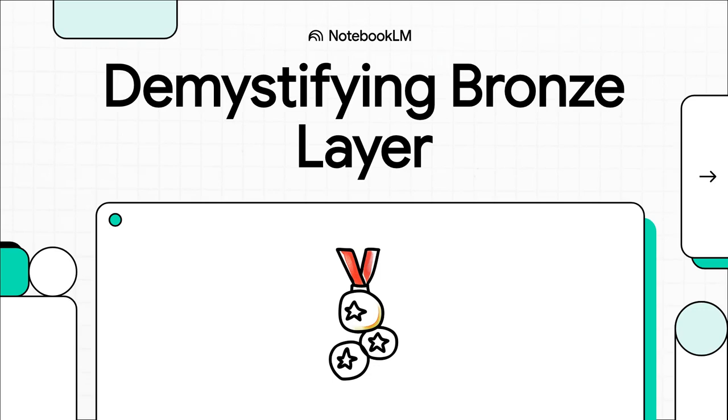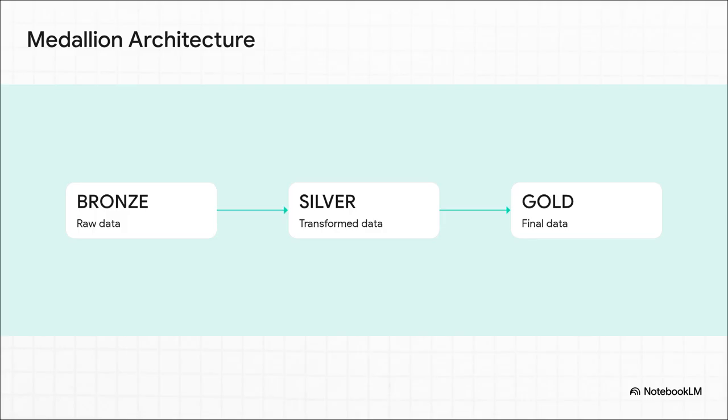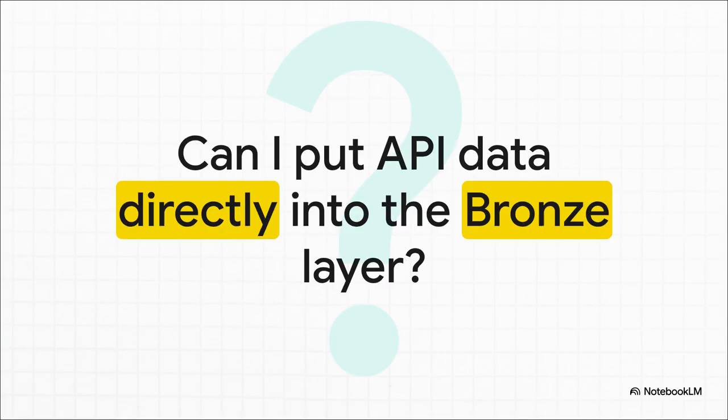Alright, let's talk about the Medallion Architecture. We're going to jump right in and tackle one of the most common points of confusion for so many data folks, the bronze layer. When you first see it, it looks so clean, right? So elegant. You've got bronze for your raw stuff, silver for cleaning it up and applying some logic, and gold for those final business-ready insights. What could be simpler? But then the real world hits.